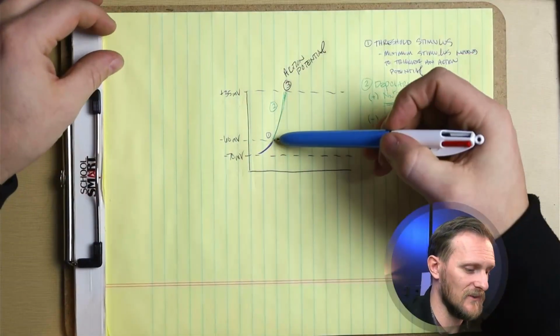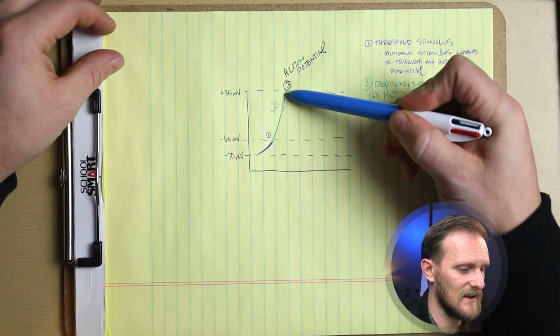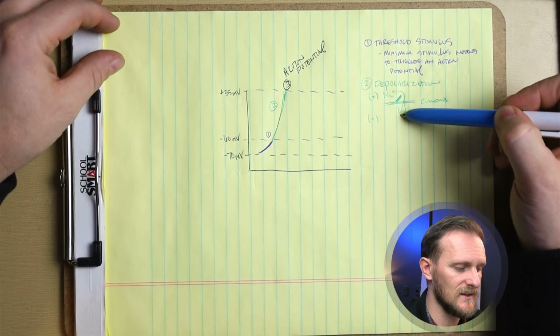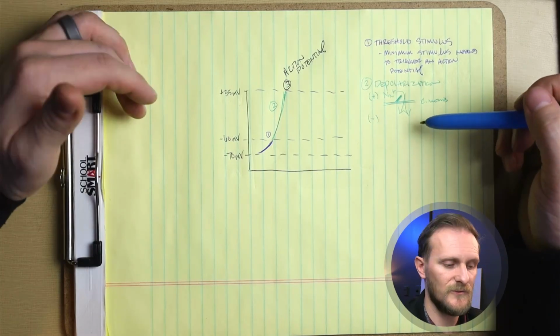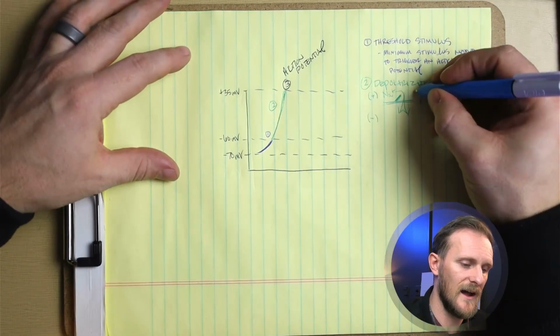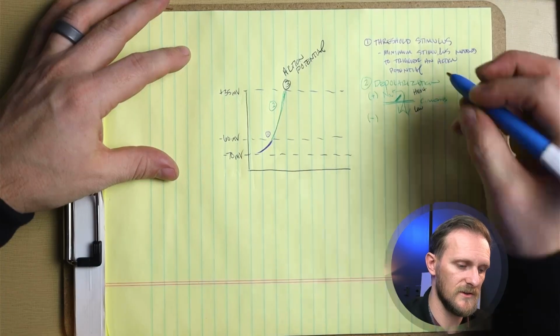And so that's what happens when we hit this threshold potential. It triggers this cascading effect where all of these sodium ions are going to rush in. And they want to rush in because of diffusion. Diffusion tells us that molecules want to move from an area of high concentration to an area of low concentration.